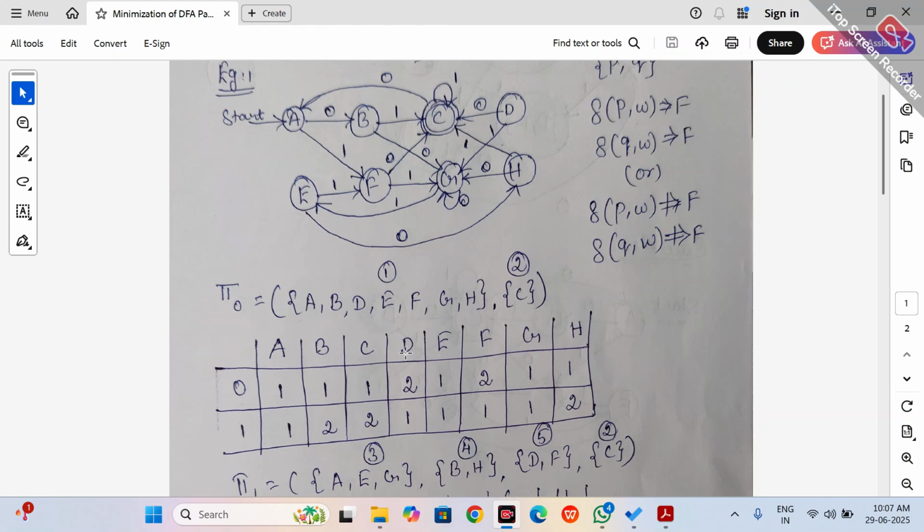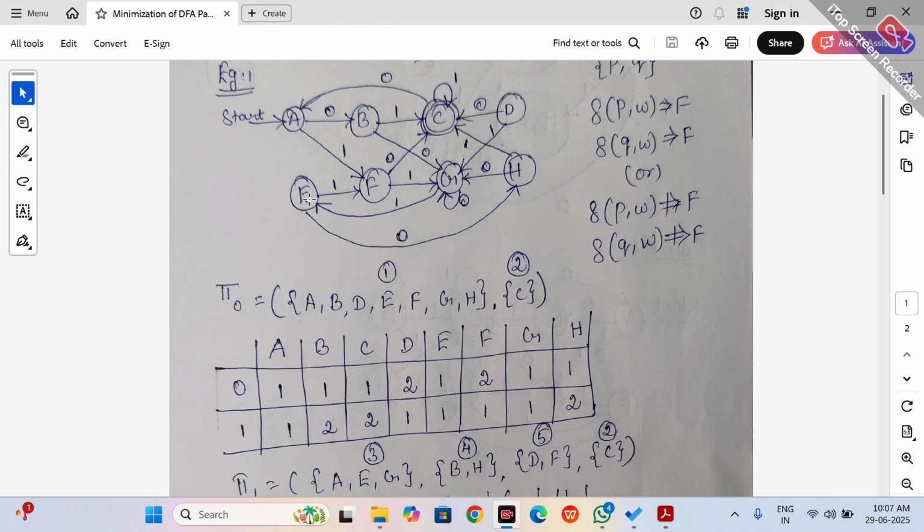Similarly, for state D, the input 0 goes to state C. It is in group 2, so here it is 2. And for input 1, it goes to G. It is in group 1, so here it is 1.